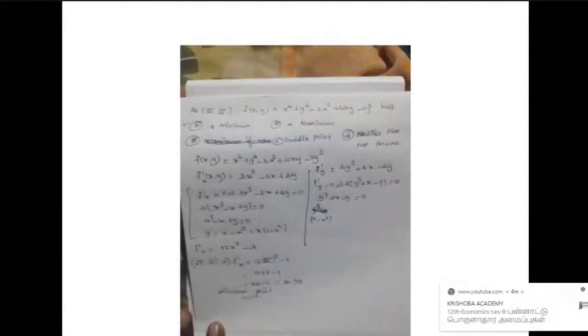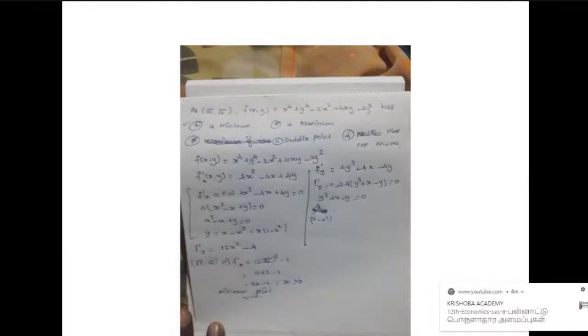The next word problem. Here they give the function and a point. They are asking whether this point is a minimum point, maximum point, saddle point, or neither maximum nor minimum.